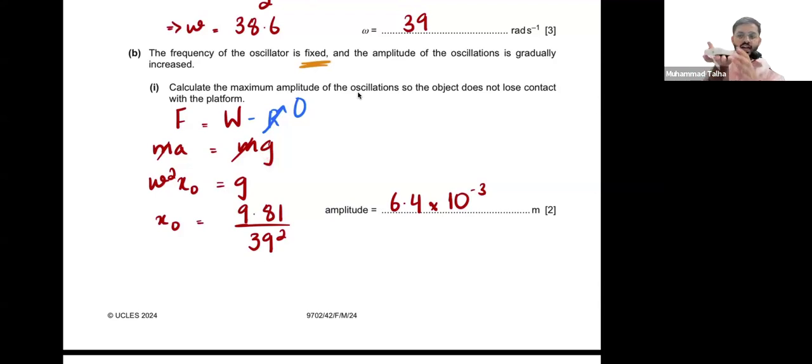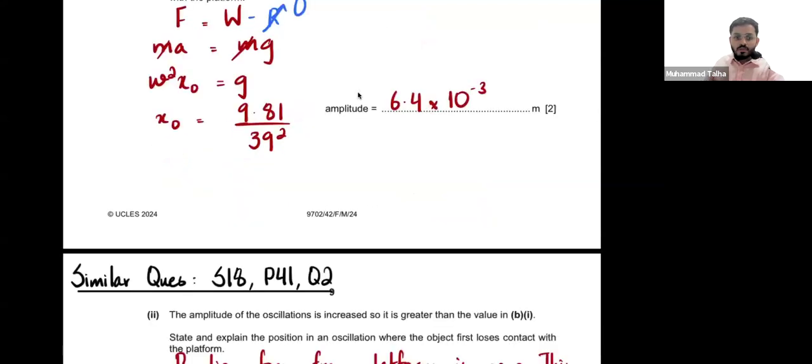Because the hand is moving faster, for a while that object will stay in the air before falling downwards, right? So if the platform accelerates faster, there will be a time where the object will be in the air. This is where the contact is lost. Acceleration I know is omega squared x naught, which equals g. Omega I found out, so x naught, the maximum amplitude, I just find using this equation, right? So this amplitude I have then found out.